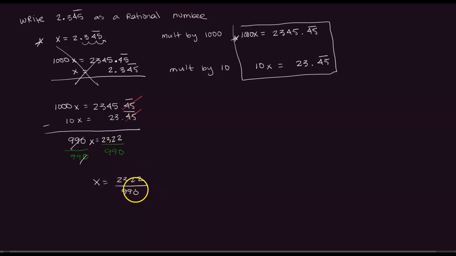Now, these numbers, numerator and denominator, are both even. So I know that this fraction can simplify. I can factor each of these terms and reduce common factors, or I can type it into my calculator and find out that this reduces to 129 over 55. So now we know how to take a repeating decimal and rewrite it as a rational number.